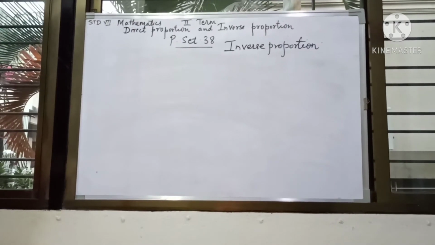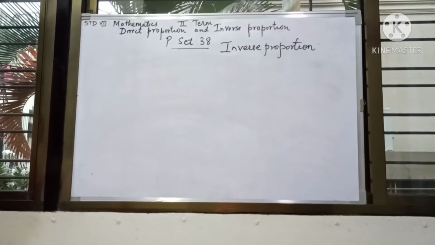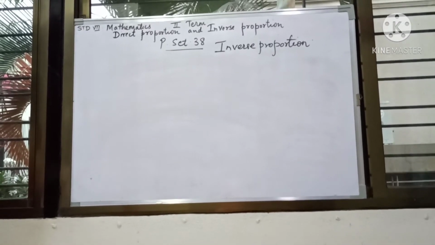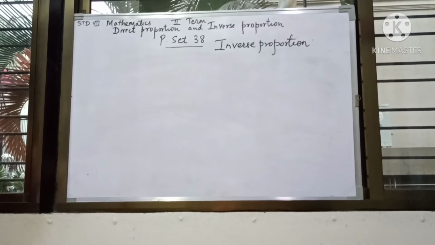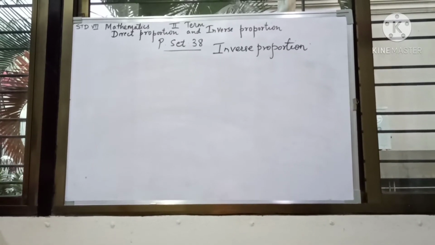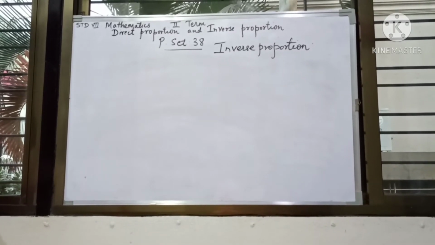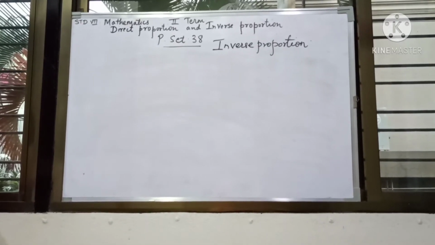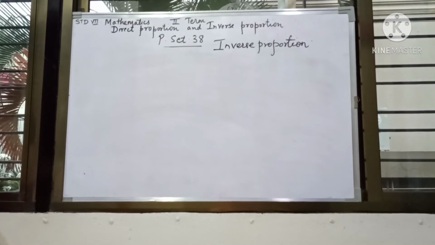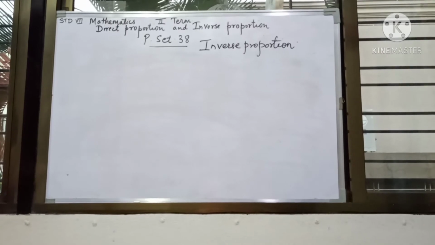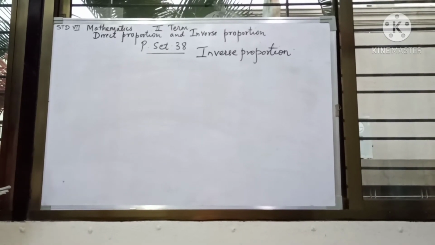The first example. 5 workers take 12 days to weed a field. How many days would 6 workers take? How many would 15 take? Now here 5 workers need 12 days to take out the weeds from the field. So now 6 workers will take how many days, that we have to find out. Now if the number of workers increases, the number of days to weed the field will decrease. So this is inverse proportion.